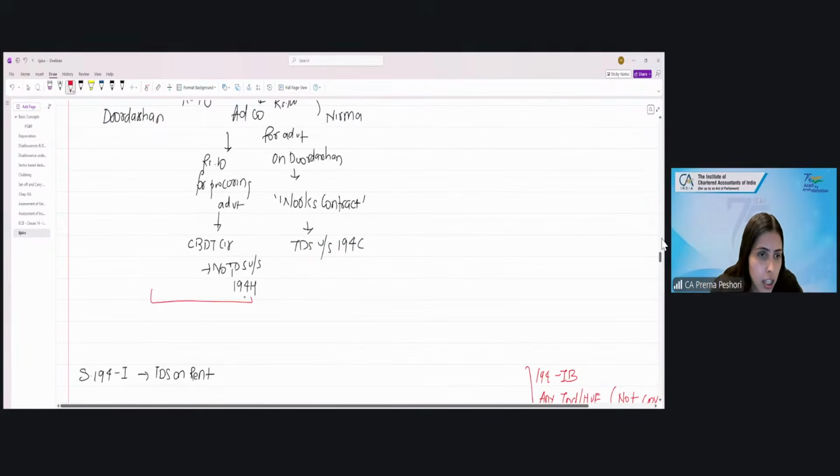If they are acting on a principal-to-principal basis, then the CBDT circular applies. However, if they are acting in the nature of principal and agent as per their agreement, then you have TDS under 194H as per the Supreme Court ruling in Prasar Bharati. Are we clear? Yes, clear. Okay.